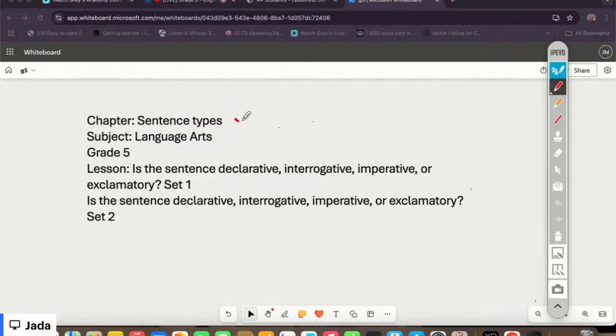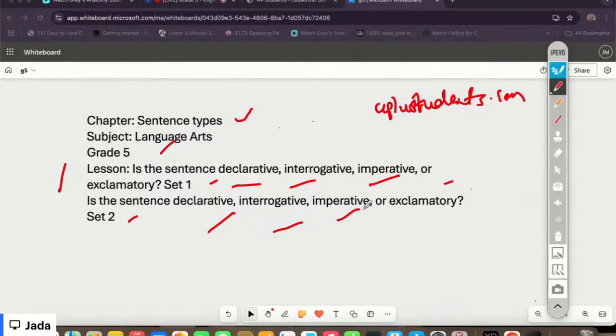Today we will have sentence types. First, you have to log in using equalstudent.com. Click on your name, move into language at the grade 5. The lessons will be "Is the sentence declarative, interrogative, imperative, or exclamatory? Set 1" and "Is the sentence declarative, interrogative, imperative, or exclamatory? Set 2".